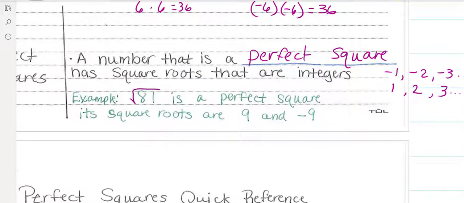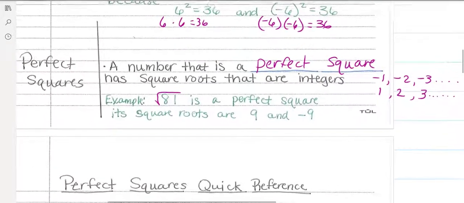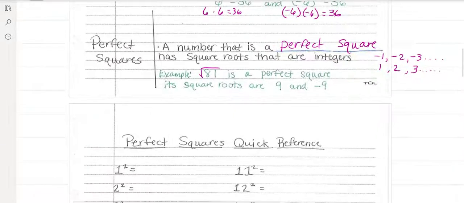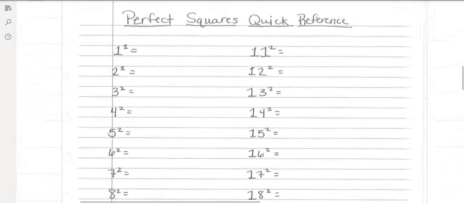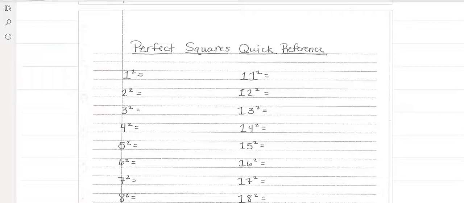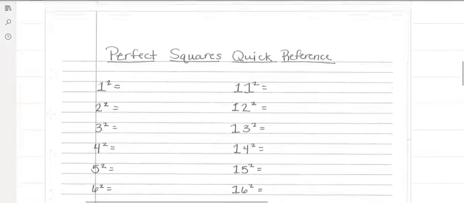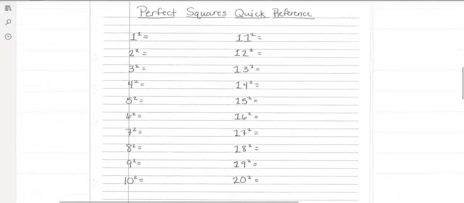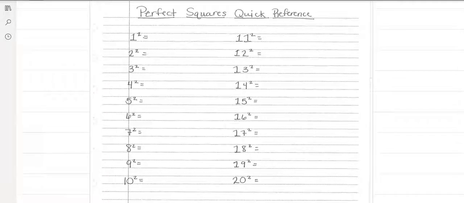Now we're going to use perfect squares a lot in class, and I don't expect you to memorize them, but you are going to need a reference in order to be able to do them. So a good way to start learning the perfect squares is to make a quick reference guide. I want students to make this in a separate page in your notebook. So you're going to go to a separate page, the next page in your notebook, and you're going to title it Perfect Squares Quick Reference. And you're going to set it up just like this. Okay, so pause the video, set it up.